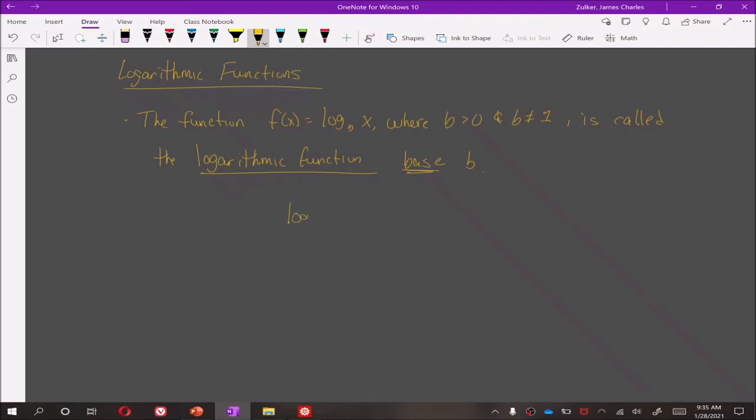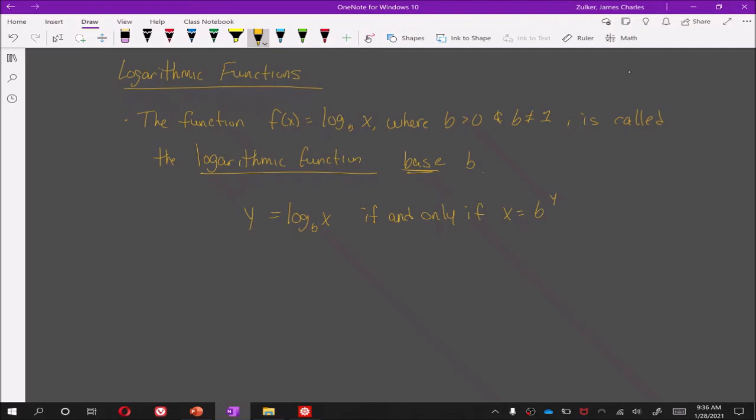Now, log base b of x is equal to y if and only if x is equal to b to the y. Right, so the logarithmic function is the inverse of the exponential function. And the domain is the set of all positive real numbers.